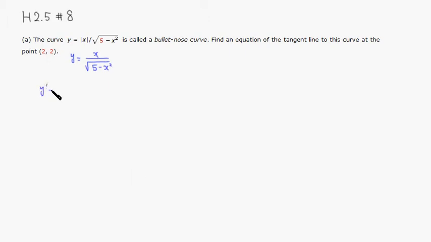So y prime is going to be, we have to square the bottom, so that's 5 minus x squared. The derivative of the top is 1 times this bottom guy, square root of 5 minus x squared, minus x times the derivative of square root of 5 minus x squared. I don't like square root, so I'm going to write it as quantity 5 minus x squared to the 1/2 power.